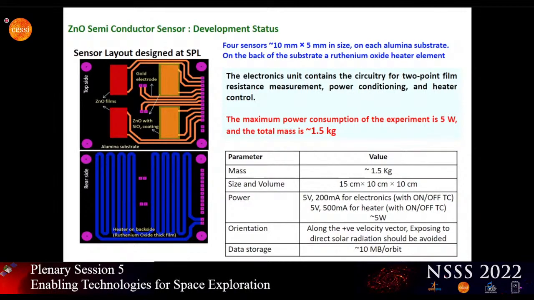The maximum data storage that is expected here is of the order of 10 MB per orbit. The total size is going to be something like 1U or slightly more than that. And the power requirement, as we have already told, is of the order of 5 watts.